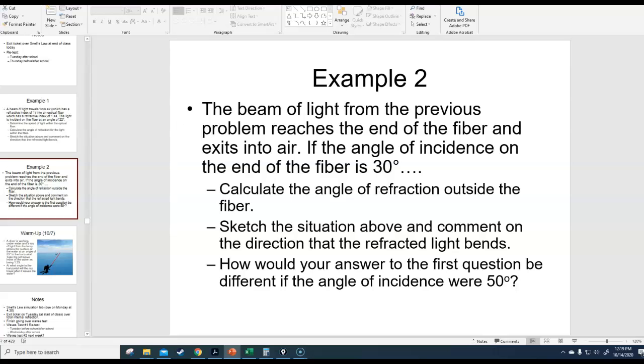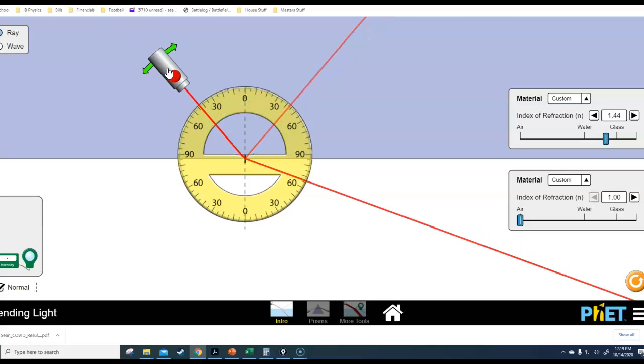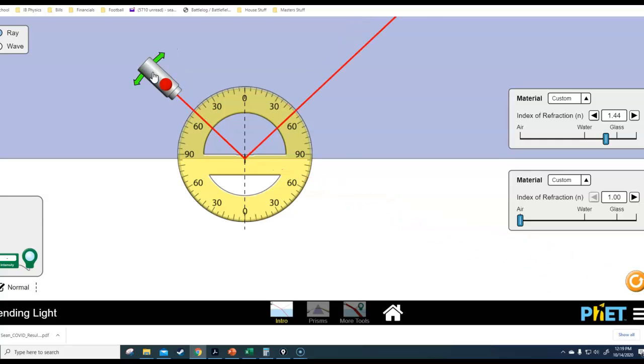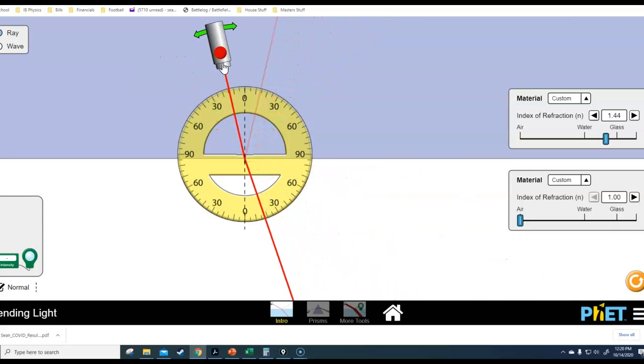And I'll show you what that looks like on a simulation. Okay, so here we have a simulation. I am going to try to adjust the angle so it's at about 50 degrees, which I believe is over here. And notice we actually don't have any refraction at all. All we have is reflection. Now, why does that happen? Well, if I decrease the angle of incidence enough, then I do get refraction.